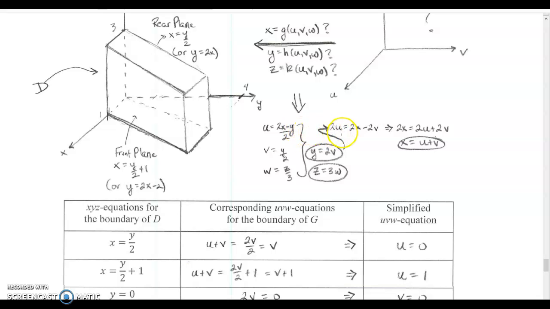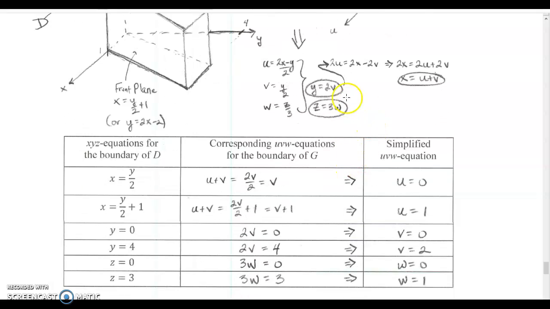We have u equals 2x minus y over 2. If I multiply by 2, I get 2u equals 2x minus y, but we know y is 2v. Sorry about that. So if I simplify, I get x equals u plus v.